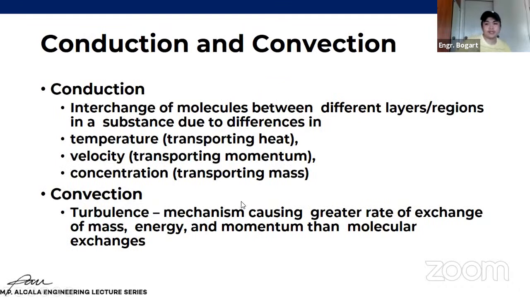So, through processes that we can summarize this transport process is basically conduction and convection, wherein the conduction is the interchange of molecules between different layers or regions in a substance due to differences in temperature, velocity, and concentration. So basically, that's the conservation of energy, mass, momentum, matter, and momentum. And convection, the mechanism causing greater rate of exchange for the following properties than molecular exchange.